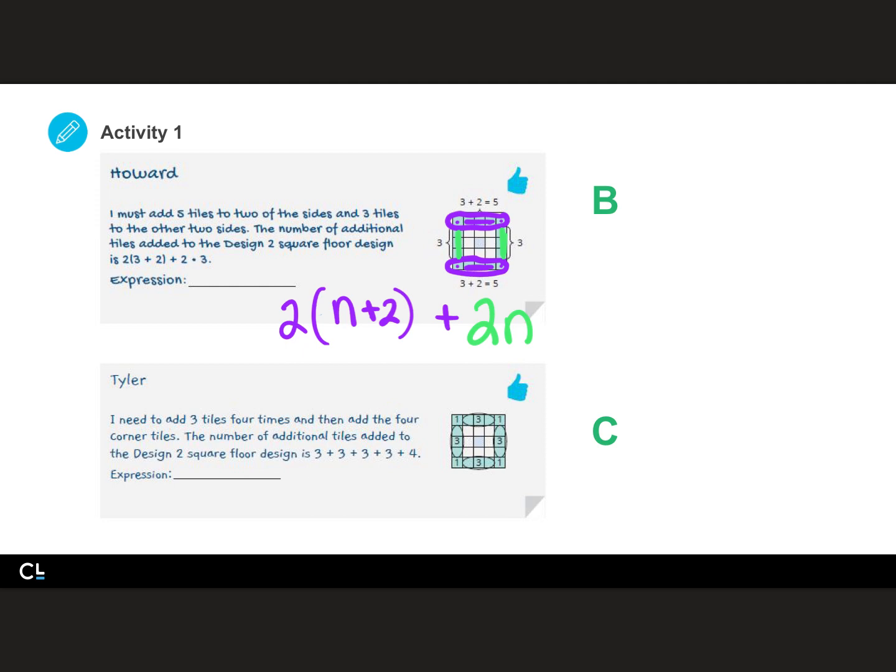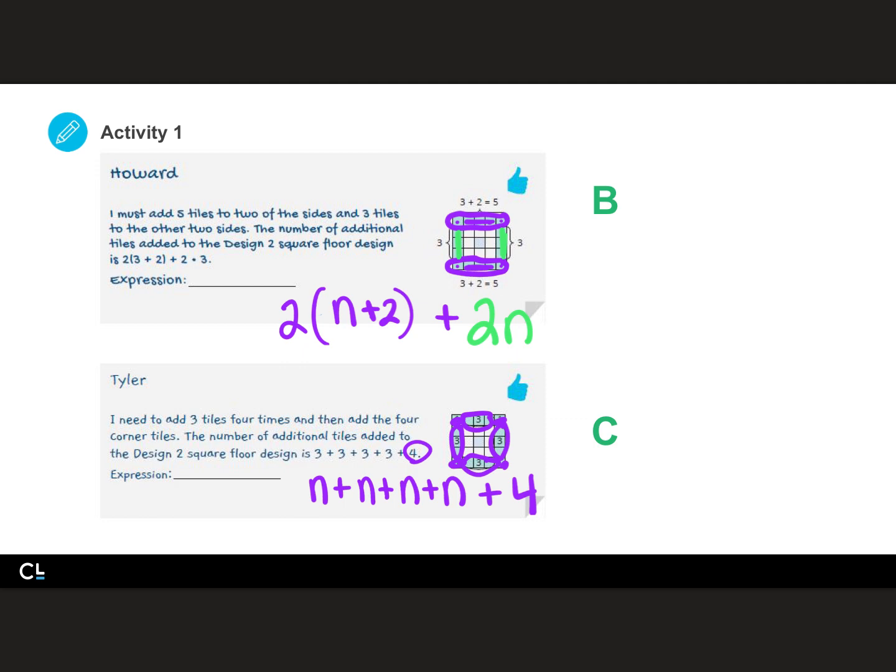Tyler down at the bottom is doing something similar. He's saying that there's these 3 side lengths and there's 4 of them, so he's going to add 3 plus 3 plus 3 plus 3. So if it was a design 5, it'd be 5 plus 5 plus 5 plus 5. So we're going to go with n plus n plus n plus n. Again, those are the 4 side lengths of design n, plus these 4 corners. So we'll always have 4 corners, so it's going to stay a 4.